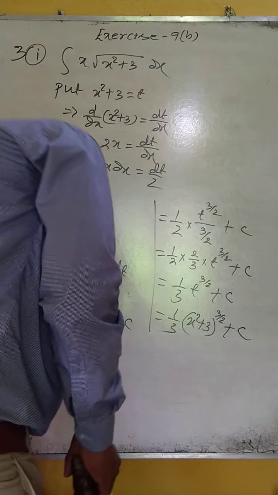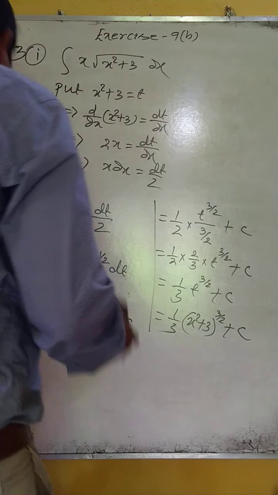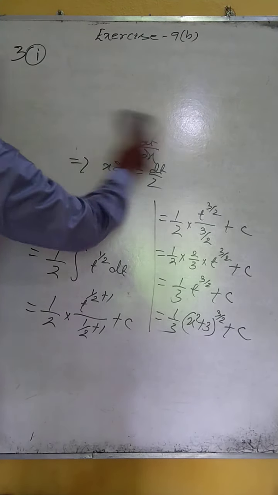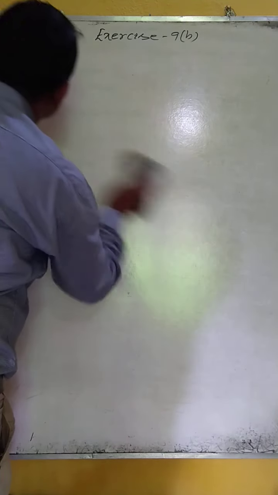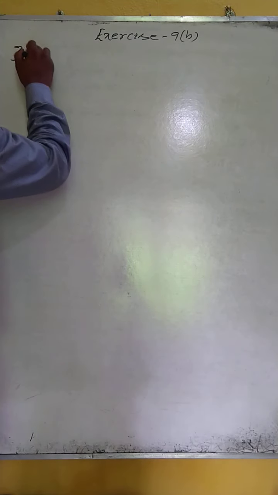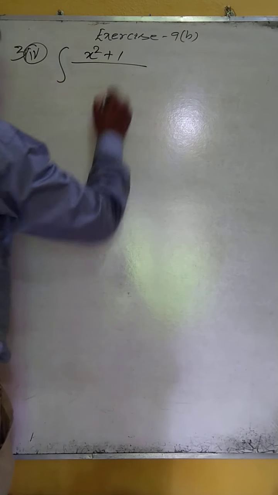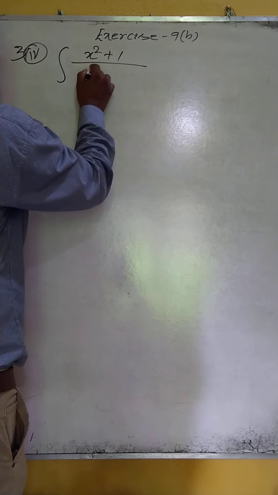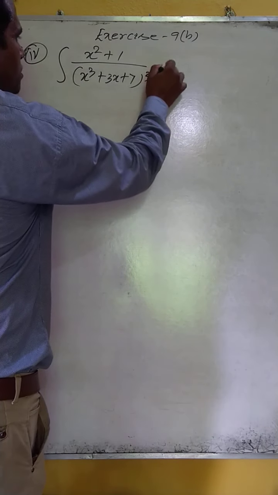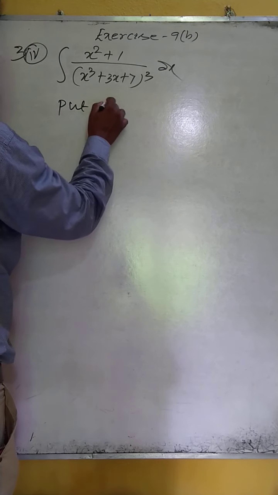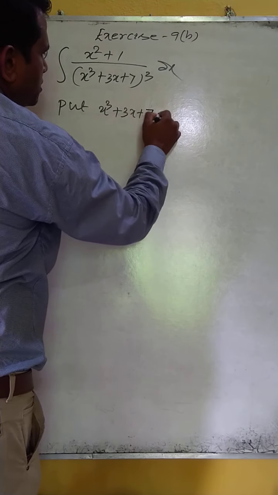Okay, next we discuss another problem, number 3 IV. Integral x square plus 1 divided by x cube plus 3x plus 7 whole cube dx. Here we put x cube plus 3x plus 7 is equal to t.